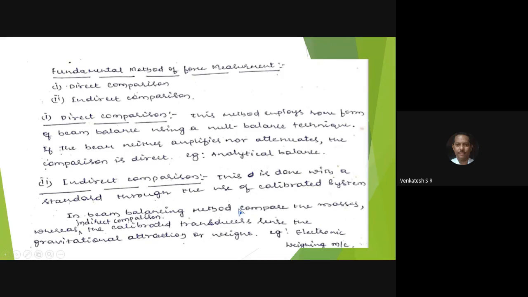A good example is the electronic weighing machine. When you keep the sugar on the platform, it exerts a force on the platform. In turn, the platform contains sensors, and the sensors contain strain gauges. There will be a change in the resistance, which is converted into an analog signal. That analog signal is converted into a voltage signal, and then the voltage signal is converted into digital form, so that you measure the weight of the sugar in grams or kgs.